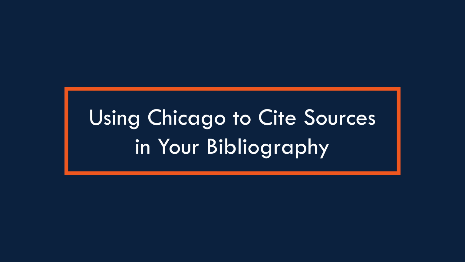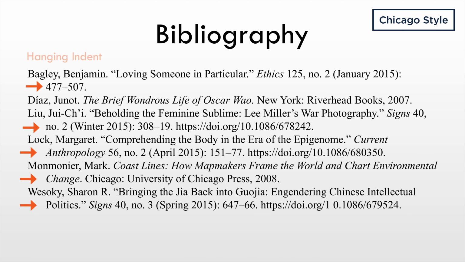Using Chicago to cite sources in your bibliography. This tutorial will explain Chicago's Notes and Bibliography system of source citation for the bibliography, which is different from the citation style for footnotes or endnotes. The bibliography lists citations in a hanging indent format and in alphabetical order for all sources in your paper. Each citation in the bibliography should begin on a new line.